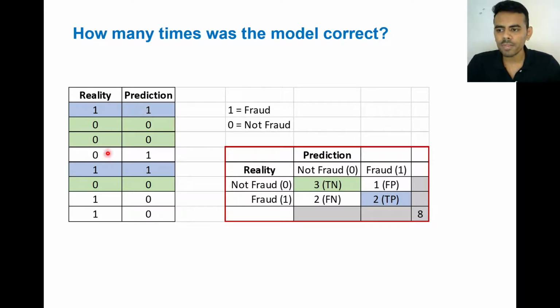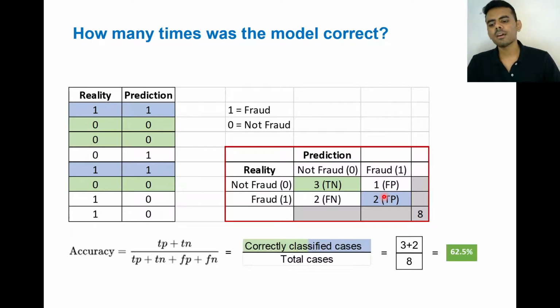So there were 2 cases where reality was 1, prediction was 1, and 3 cases where reality was 0, prediction was also 0. And where are these present in our classification matrix? Essentially, these are your true positives and true negatives along the diagonal. So the simplest way to summarize this is saying, total correctly classified cases divided by total cases. That is essentially your accuracy. True positives plus true negatives divided by total number of cases. In this scenario, it is 3 plus 2, 5 by 8, which comes to around 62.5%.